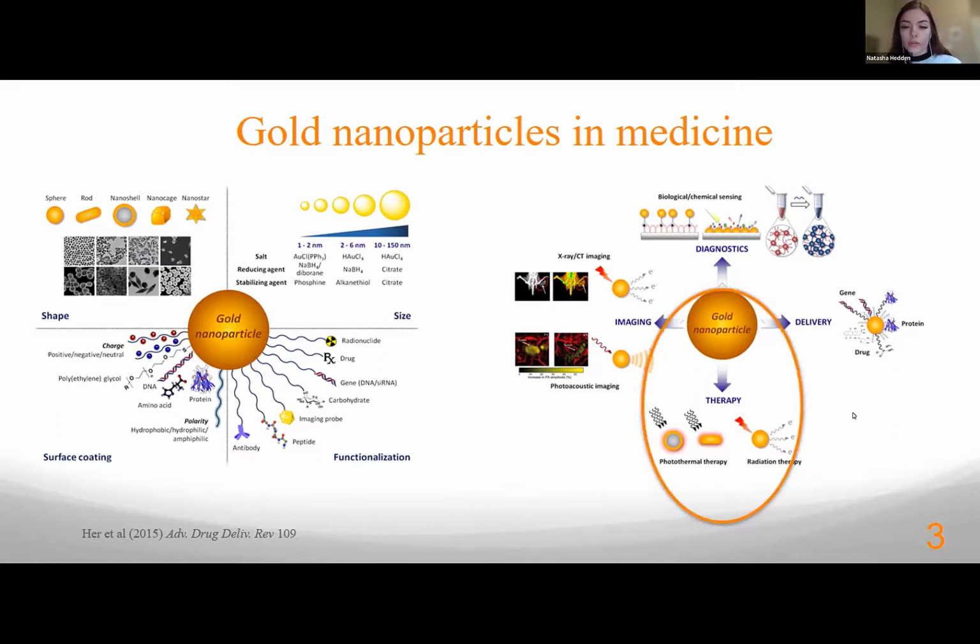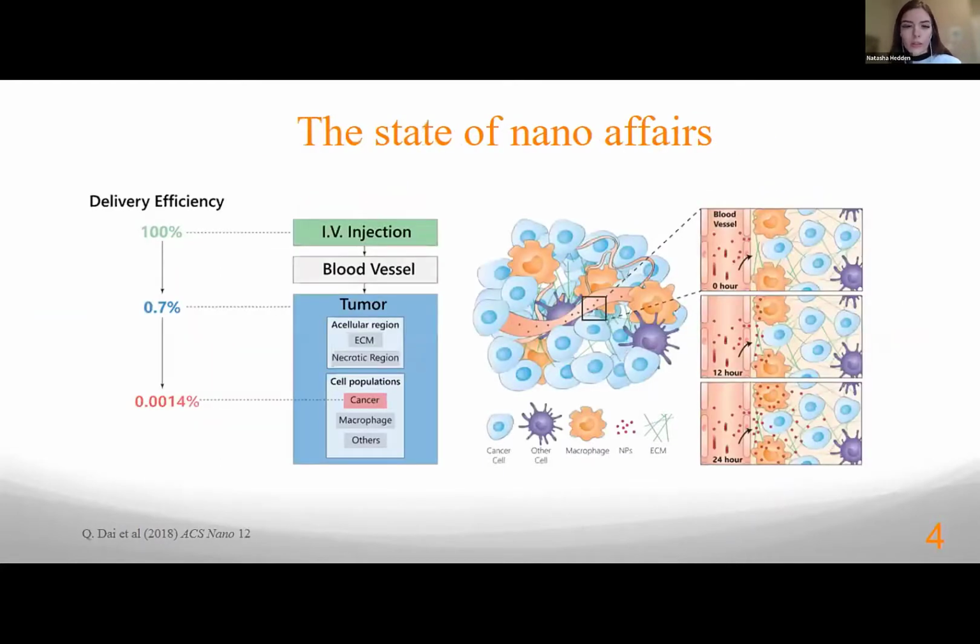So it can be used for photothermal therapy, where it has a highly efficient conversion of light to heat. And it's also great for radiation therapy. It has a high atomic number, so it can be used as a radiosensitizing agent. And we do see higher doses administered in therapy. And so that's really where we want to focus our research. Next slide, please. Thank you.